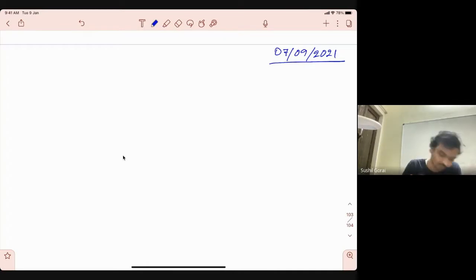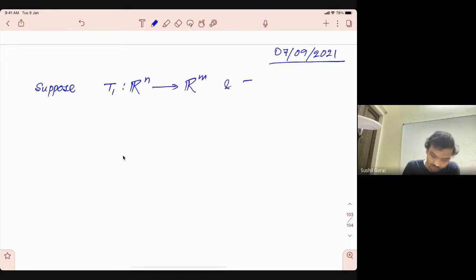Okay, so let me ask you a question. Suppose T1 from Rn to Rm and T2 from Rn to Rk are two linear transformations.